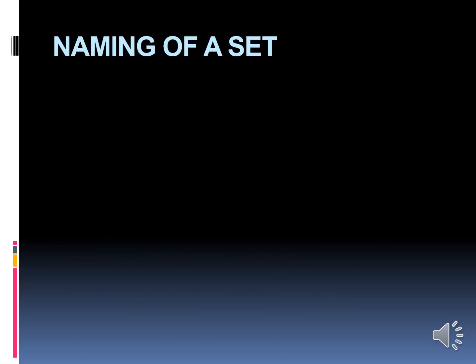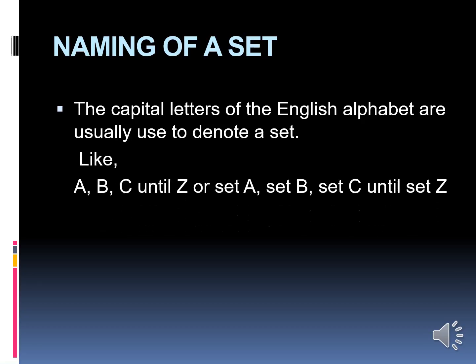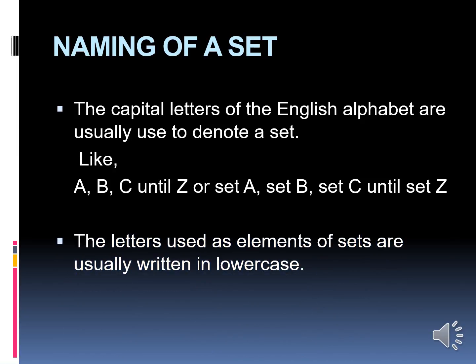Next is the naming of a set. The capital letters of the English alphabet are usually used to denote a set, like A, B, C until Z, or set A, set B, set Z, or set C until set Z. The letters used as elements of sets are usually written in lower cases.